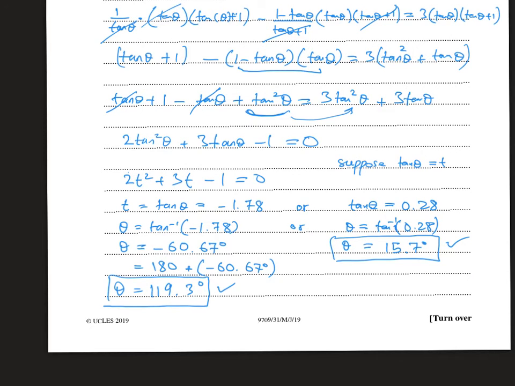So we're going to get two answers. The first answer is this one. The second answer is this one. By the way, we can also add 180 degrees to this one because we always do. But then if you add 180 degrees to 15.7, the answer you will get is going to be more than 180 degrees, which is again out of the range. So these two are the answers.